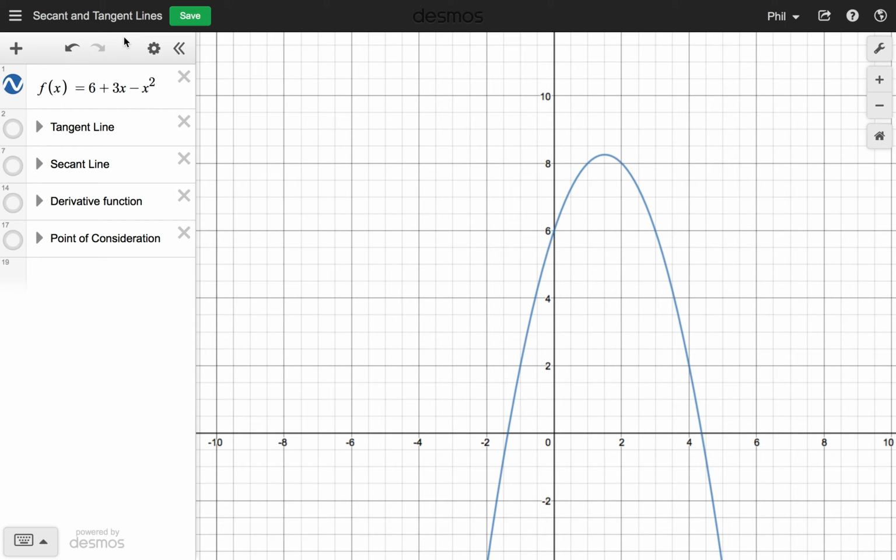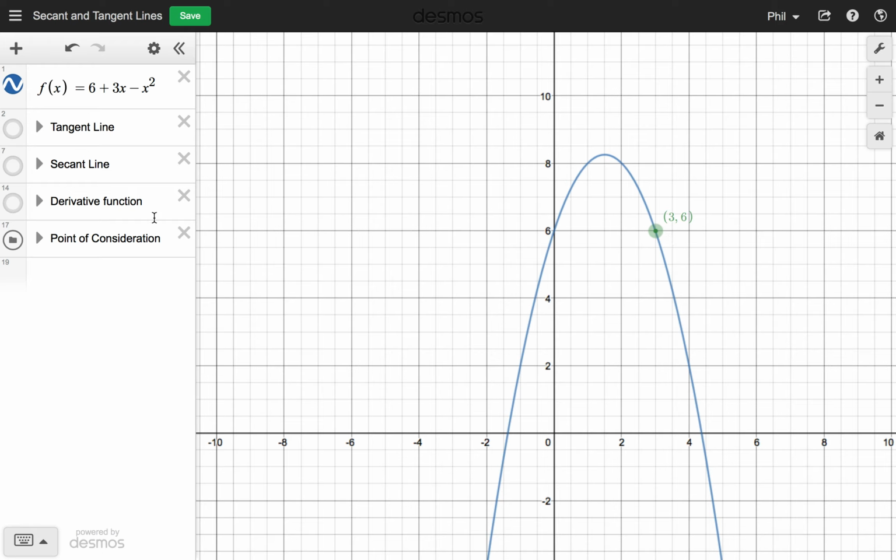In this video, we're going to investigate the relationship between secant lines and tangent lines to try to understand what the derivative at a point and also the derivative function should look like. For this function, I have set up f of x equals 6 plus 3x minus x squared. You are free to change this at any point, and I'll put the link for this Desmos file in the video description. The point we're going to consider is the point here, point 3, 6.